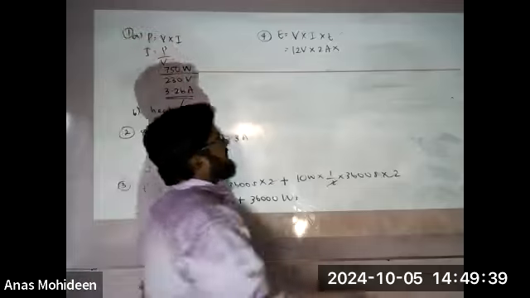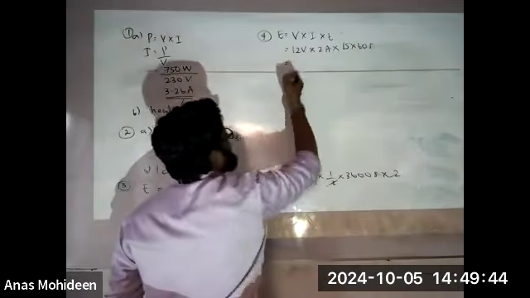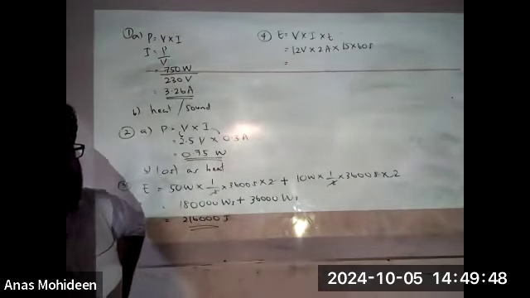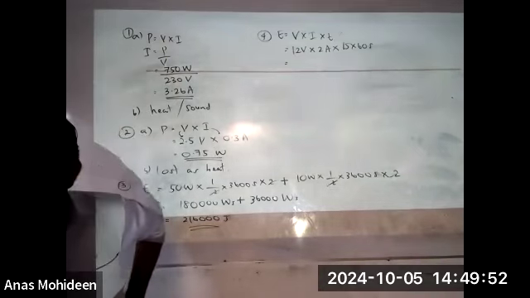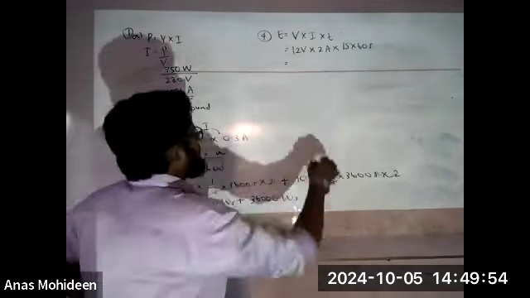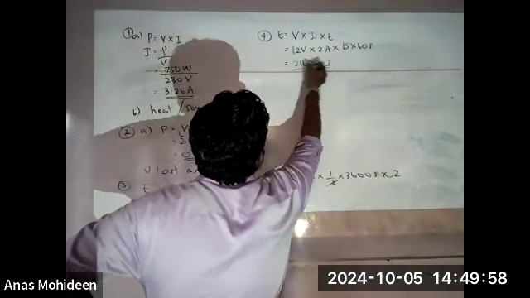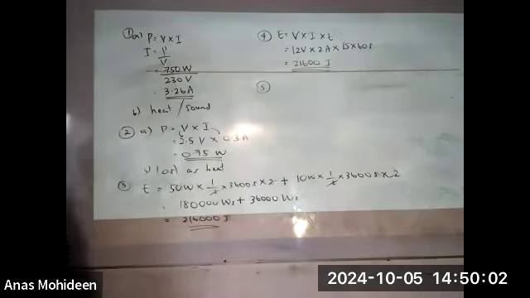What's the time taken? 15 minutes. 15 minutes means 15 into 60 seconds. What's the total? 21,600 joules.